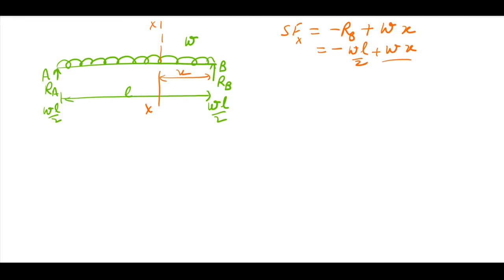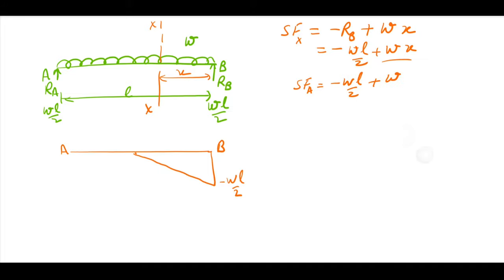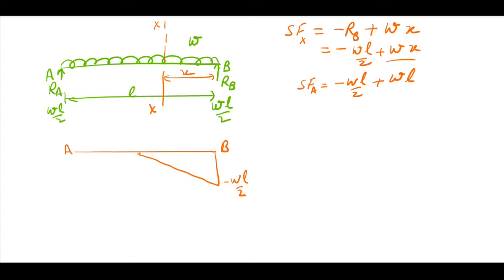So now if you want to draw the shear force diagram, make an axis at B. The value of X is 0, so shear force will be minus WL by 2. As X becomes L by 2, the shear force will be 0. So it is varying linearly. When X is equal to L, that is, shear force at point A will be given by minus WL by 2 plus W into X equal to L. So it is WL by 2, but positive. On this end it is positive. So at distance L by 2, the shear force will be 0.